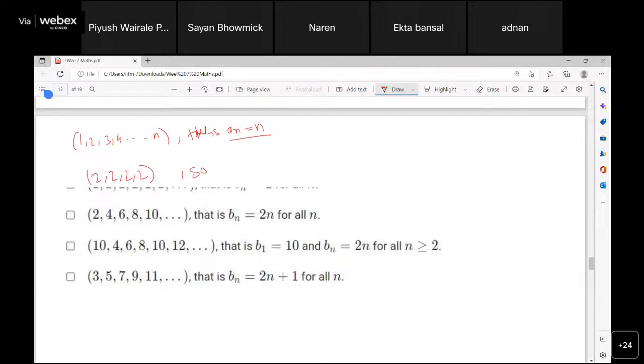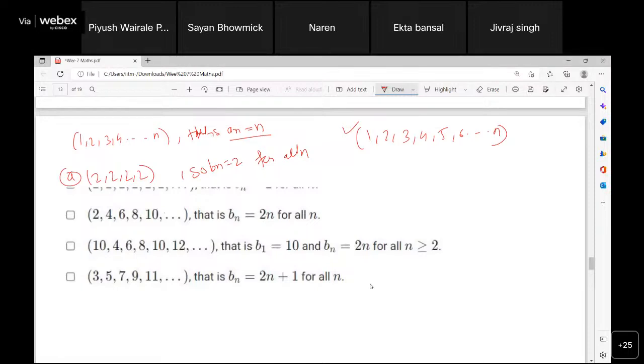So bn equals 2 for all n. Now tell me which of the following is a subsequence of this particular sequence. So I have the sequence 1, 2, 3, 4, 5, 6 till n, and this is my option A. Which of the options is a subsequence of this given sequence? B and D, sir.